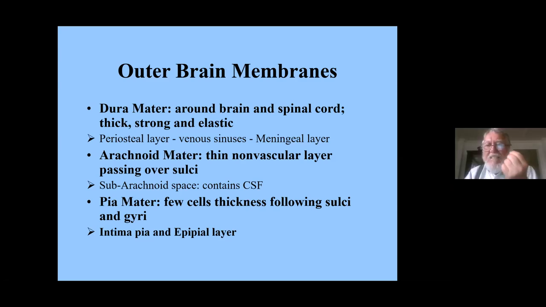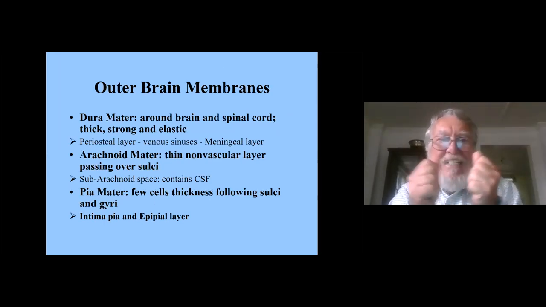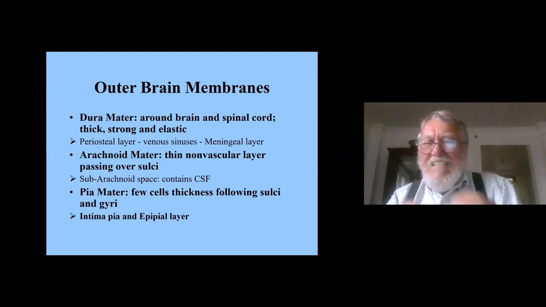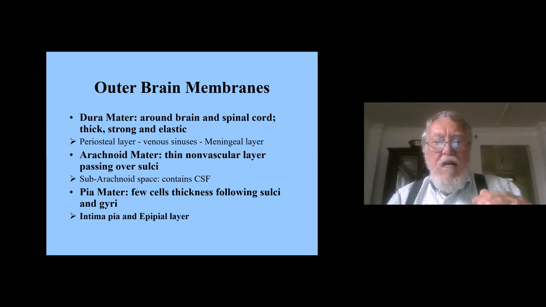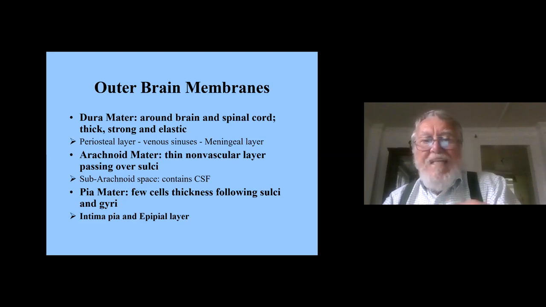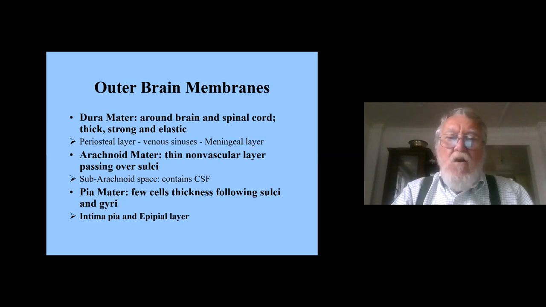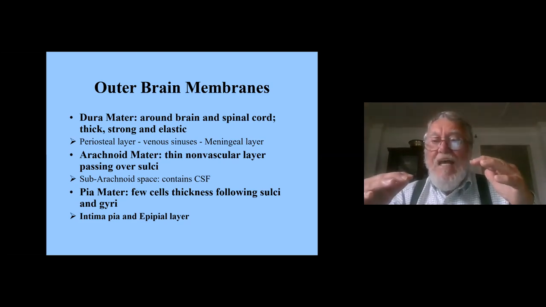Basically, I think the easiest way to think of the dura mater and its thickness and its elasticity and toughness is if you ever played softball and you knocked the outer covering of the softball off and you just felt that. Dura mater is very much like that. Now, between the dura mater and the next layer, the arachnoid mater, there is a layer between these two membranes. It is called the periosteal layer. And within the periosteal layer lie the venous sinuses, okay?